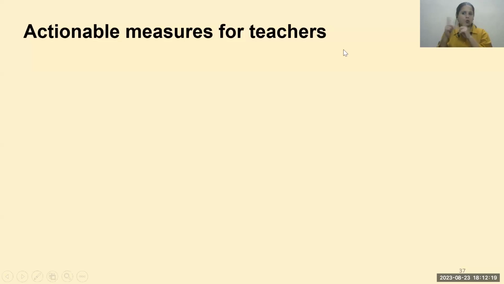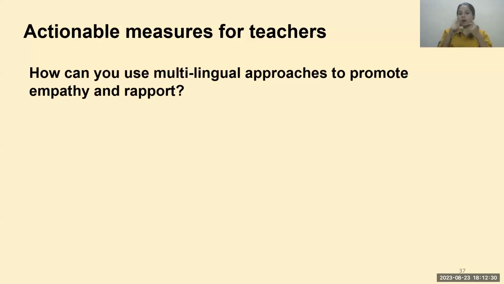But as teachers, what could you do? What might you do? And how can you implement this in the classroom? So these are the actionable points, your action points. So first action point is how can you use multilingual approaches to promote empathy and rapport? So again, as I said, multilingualism is very important. And the multilingual approach recognizes and values the nature of diverse languages and diverse schools and classrooms. So all of us have a lot of diversity in our classrooms, and we should exploit that to give them global awareness and tolerance.